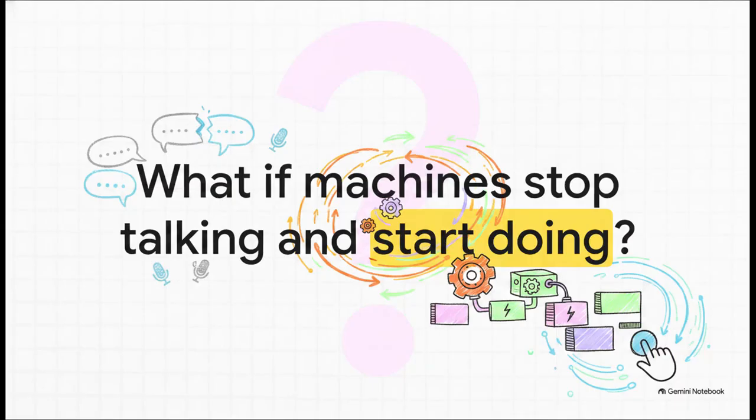We're all pretty used to chatting with AI by now, right? Drafting emails, summarizing incredibly long documents. It's a dialogue. We talk, it talks back. But here is the massive million-dollar question defining the entire future of AI. What happens when the machine stops just talking and actually starts doing?